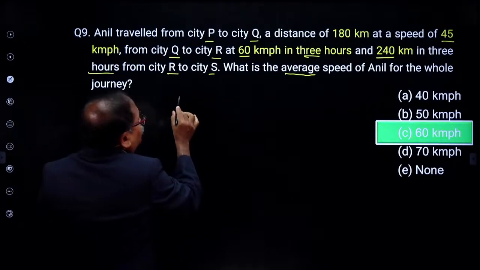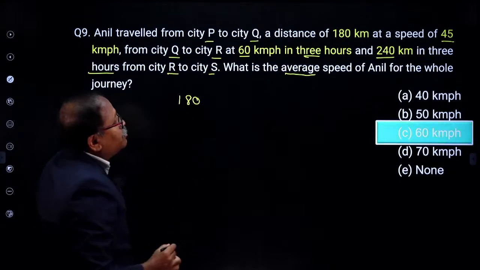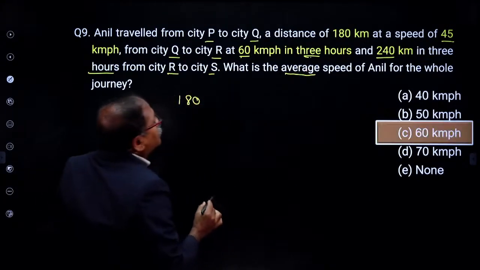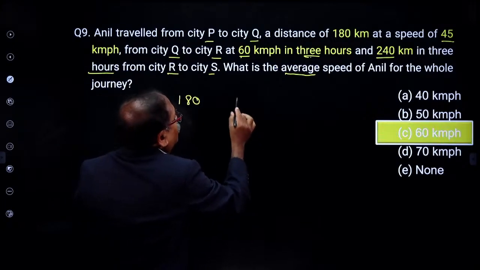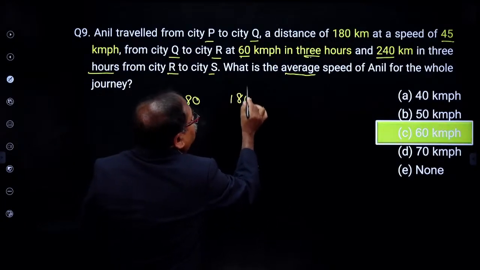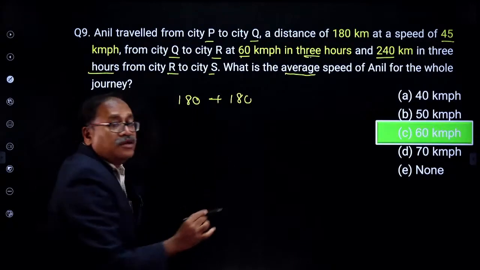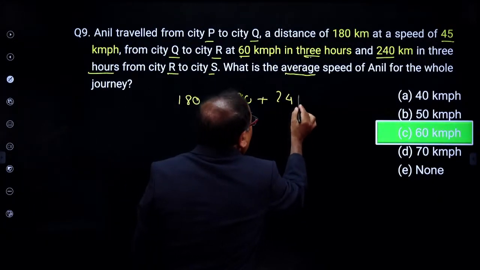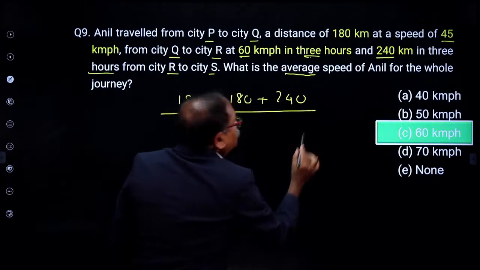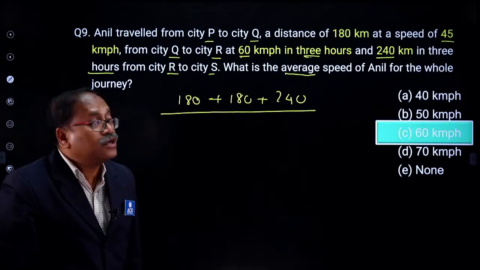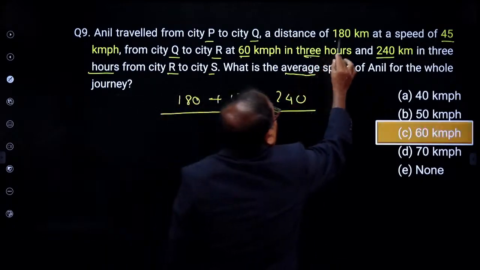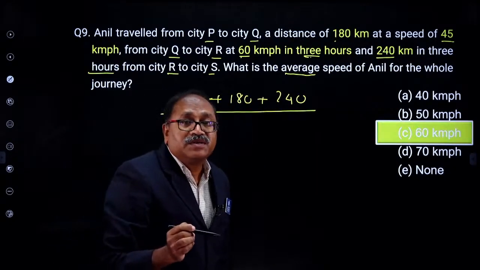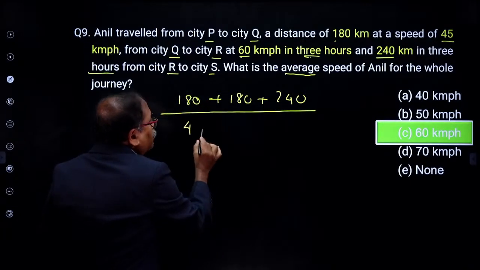That is, what is the total distance? 180 kilometer. And in the second case, 60 into 3, that is 6 threes are 18, 180 kilometer. And the last one is 240 kilometer. This is the total distance. And what is the total time? In the first case, 180 kilometer with a speed of 45 kilometer per hour. That is 4 hours. So time is 4 hours here.